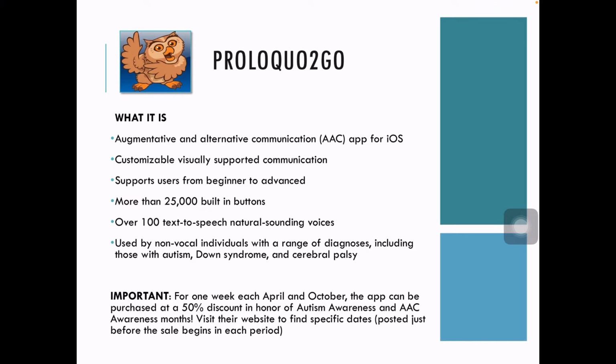It has more than 25,000 built-in buttons and over 100 text-to-speech natural sounding voices, although some sound more natural than others. And it's used by non-vocal individuals with a range of diagnoses, including those with autism, Down syndrome, and cerebral palsy. And one thing to keep in mind, if you're interested, or a parent or your school is interested in purchasing this app, it does go on sale for 50% off twice a year, once in April and once in October. So keep an eye out for that.